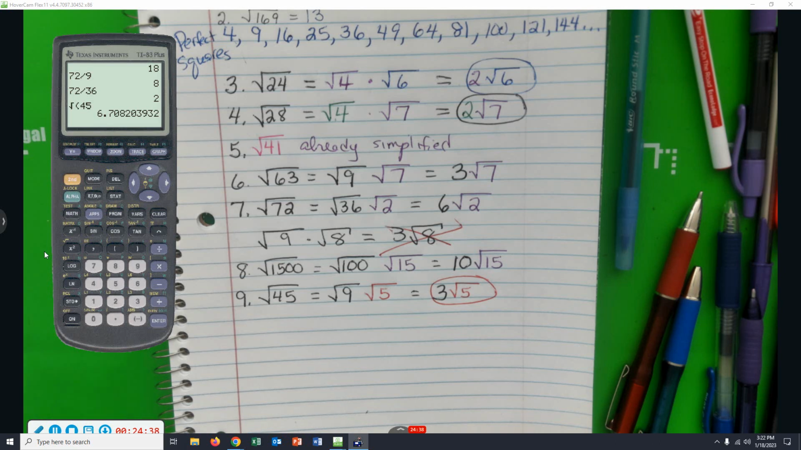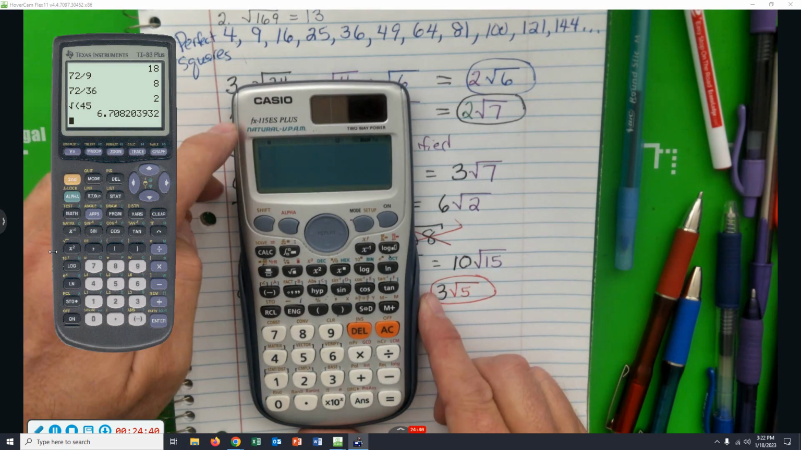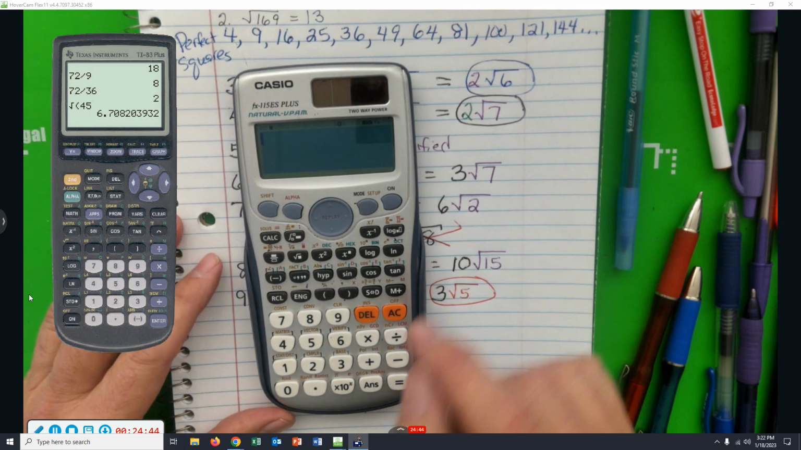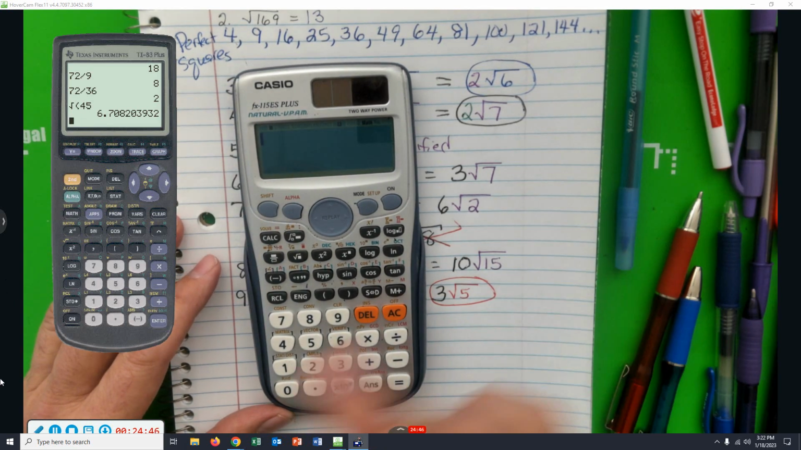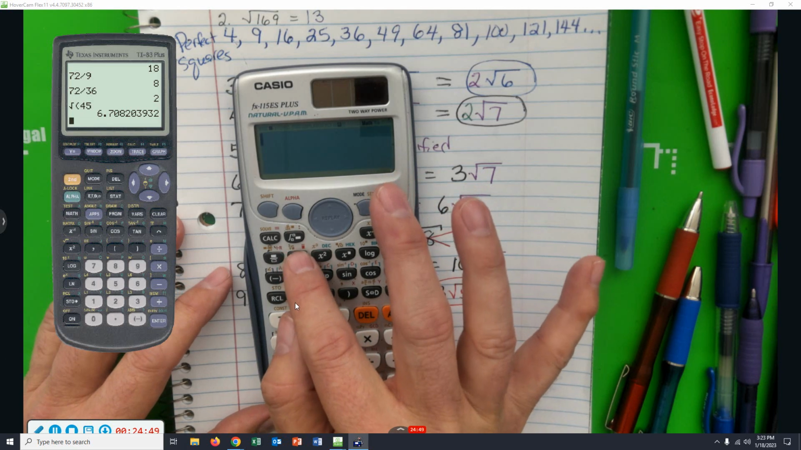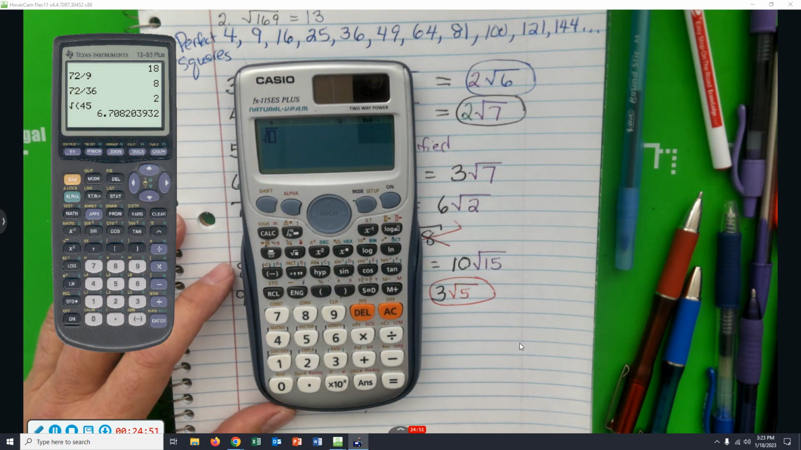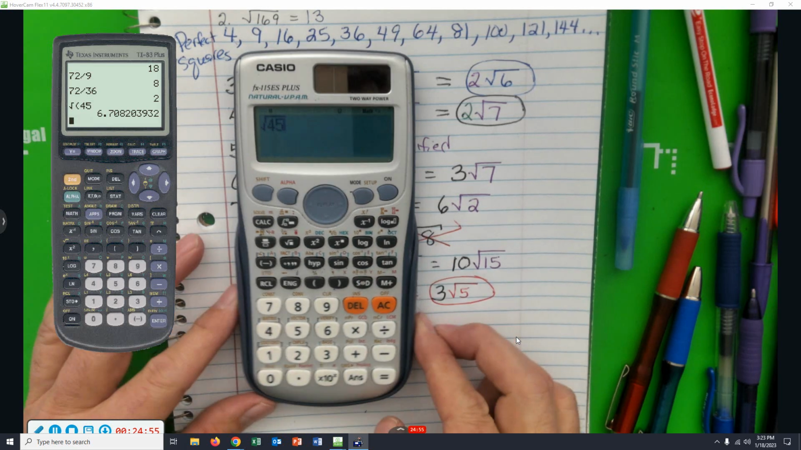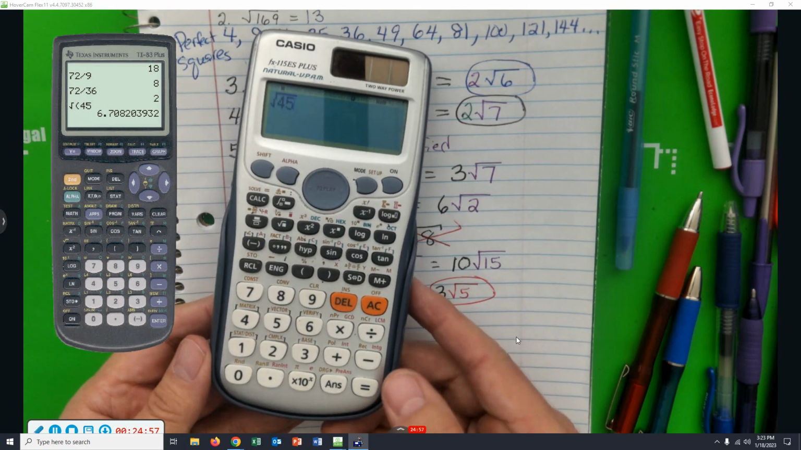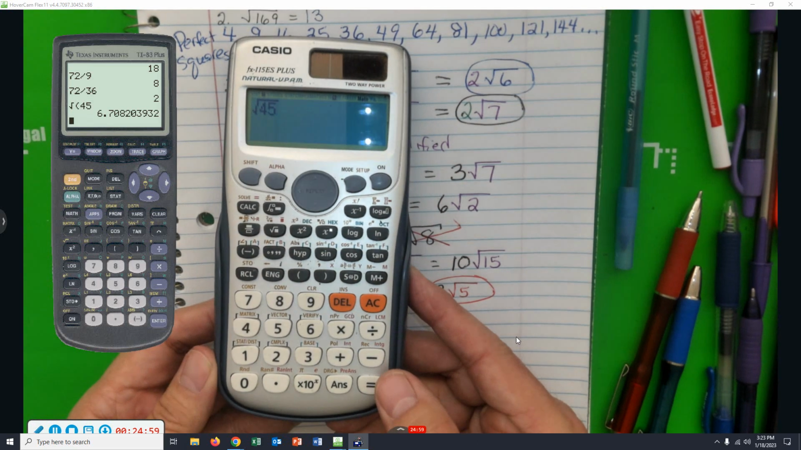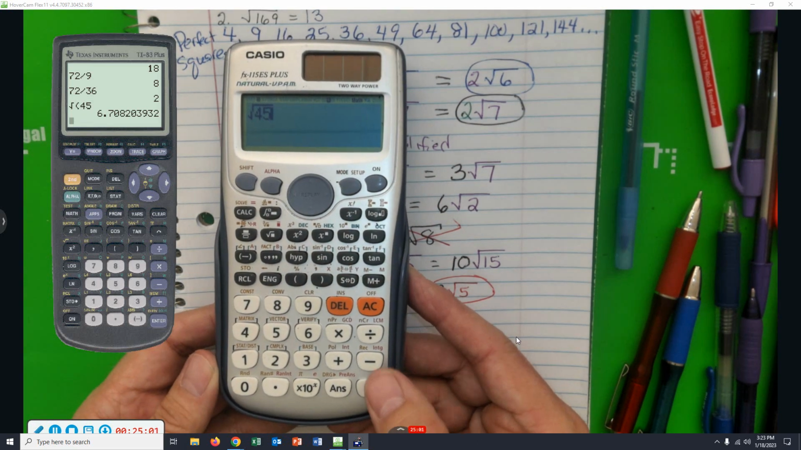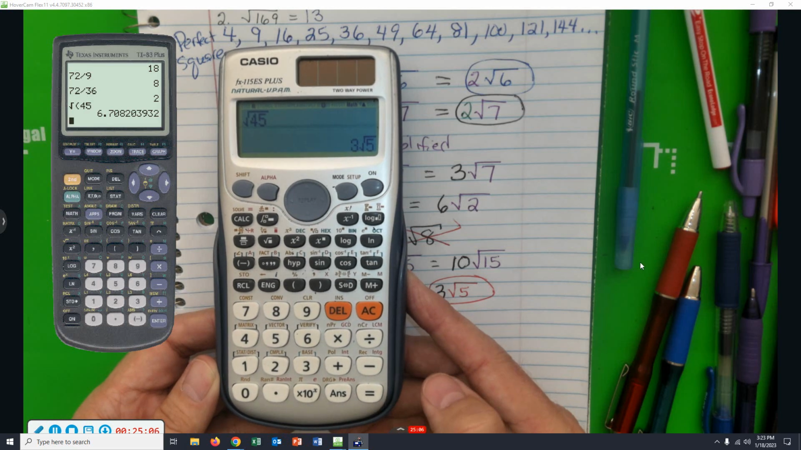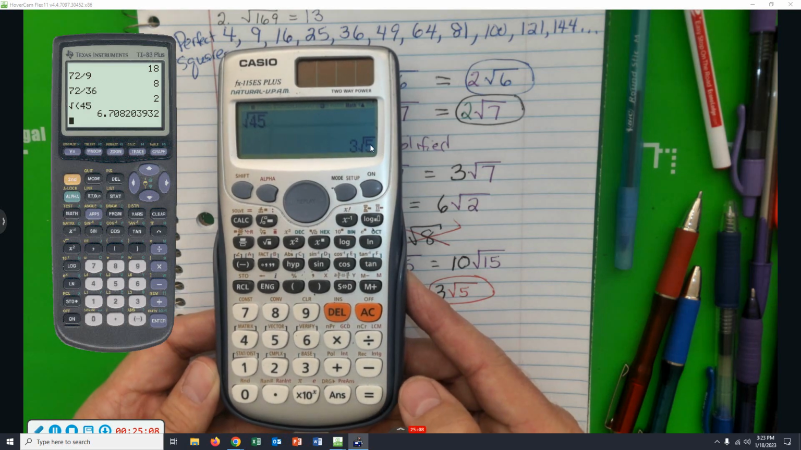But on that little Casio FX 115 ES calculator, the square root key is right there. And I punch in 45. Let's look at what it gives. Hit the square root, 45, hit equal. Look at what it gives. Do y'all see that? Okay.